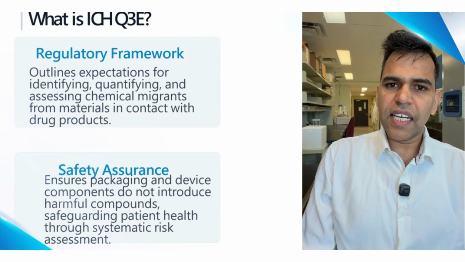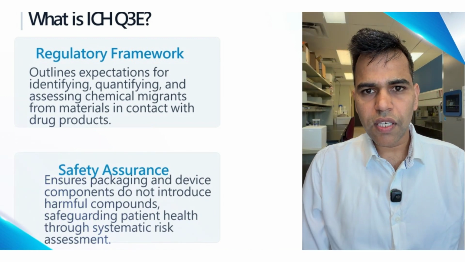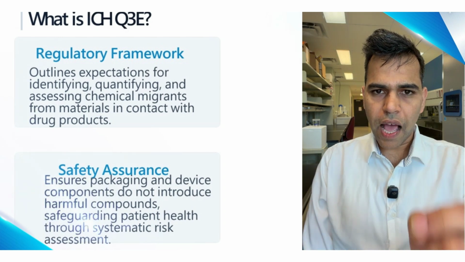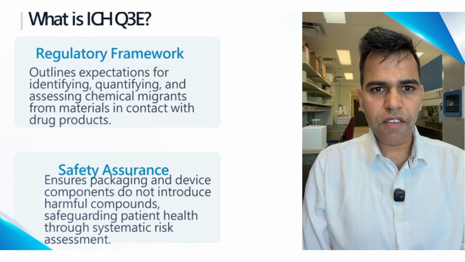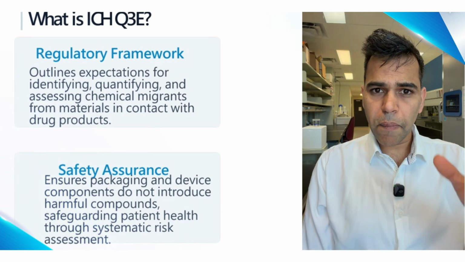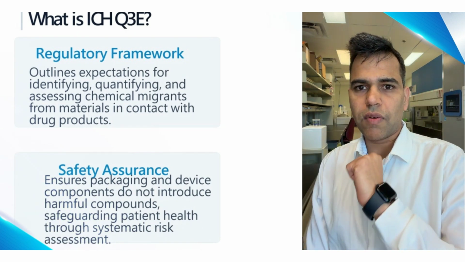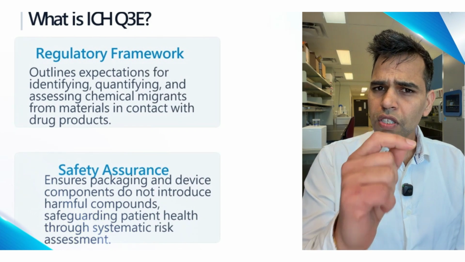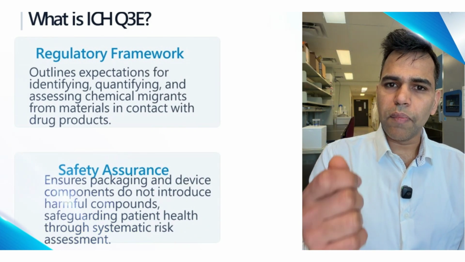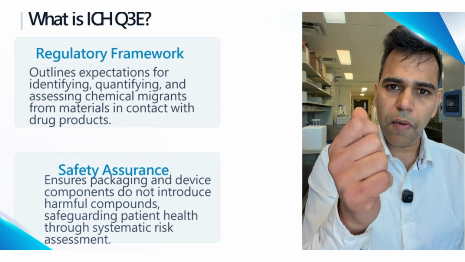So what exactly is ICH Q3E? In simple words, it is a guideline that helps us identify and evaluate chemicals that can migrate from packaging materials into the drug product. It is not just about compliance, it is about making sure the patient is completely safe.